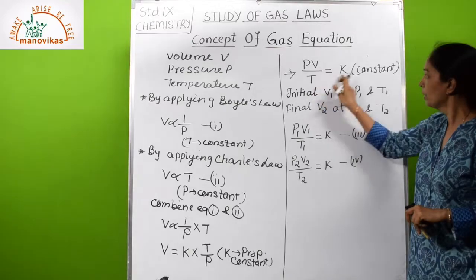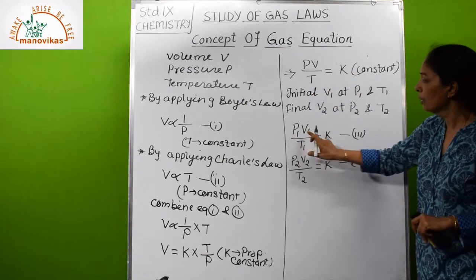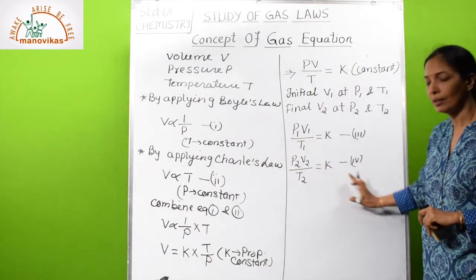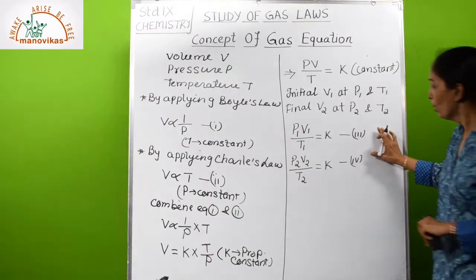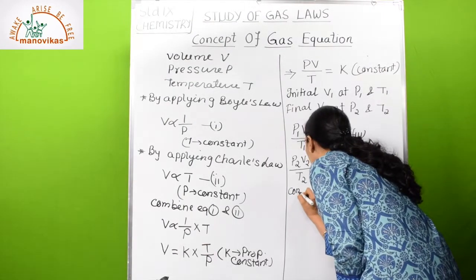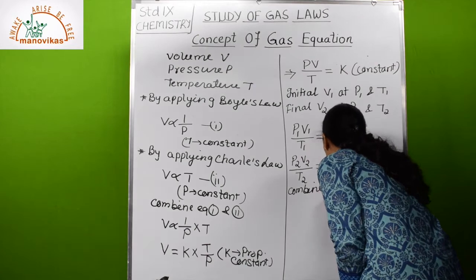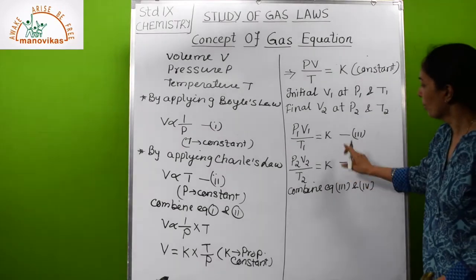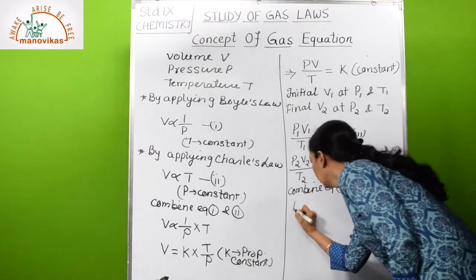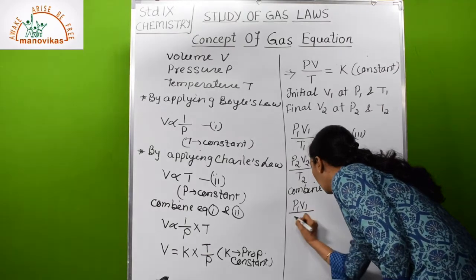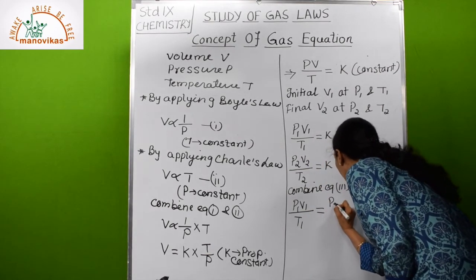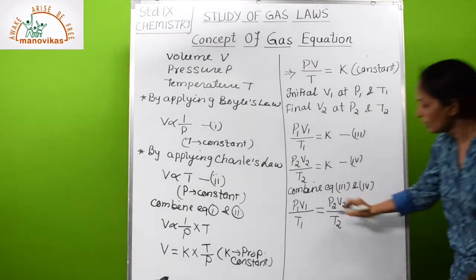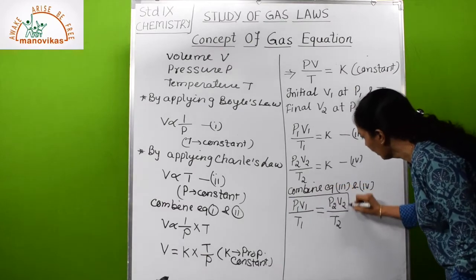Like PV upon T is equal to K: initial pressure, initial volume, initial temperature, final pressure, volume and temperature. So we have got 2 more equations. Now combining equation 3 and 4, what will you get? These are the same, so it will become P1 V1 upon T1 is equal to P2 V2 upon T2. So this is called the perfect gas equation.